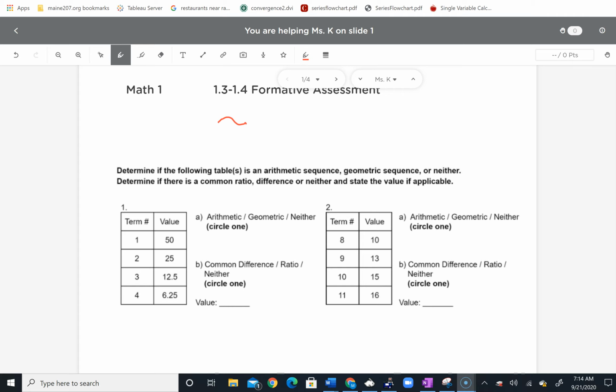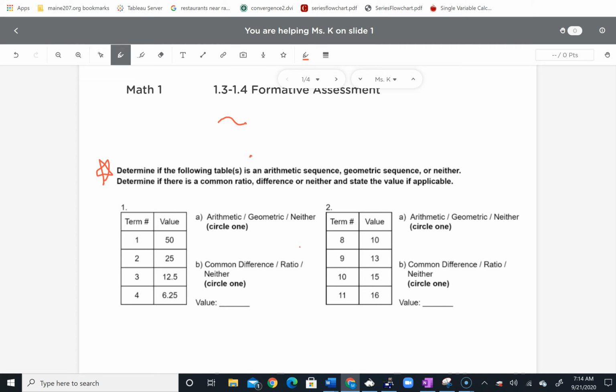We have a test coming up very soon, next week, and problems like this will definitely be showing up. So let's read the directions very quickly right here. Determine if the following tables or table is an arithmetic sequence, geometric sequence, or neither. Determine if there's a common ratio, common difference, or neither, and state that value.